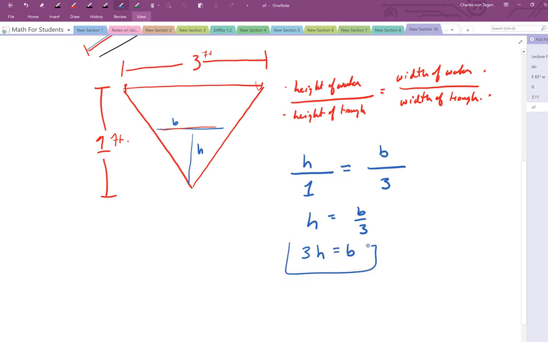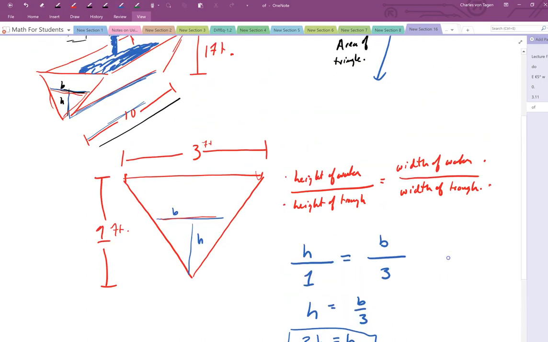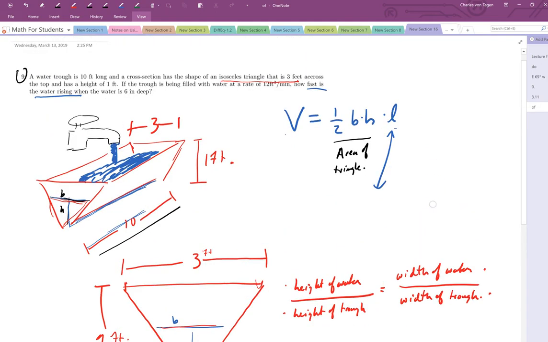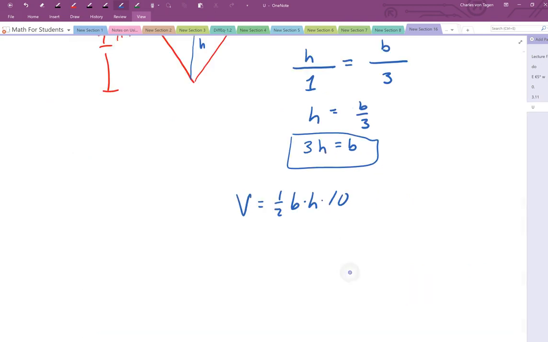So we are now going to substitute this into our original volume equation, which was V equals 1/2 base times height times 10. Sorry, I've had to move around a little bit. I've been trying to work with this video. So we had volume is equal to 1/2 base times height times 10, and as we simplify that, we get volume is equal to 5 base times height.